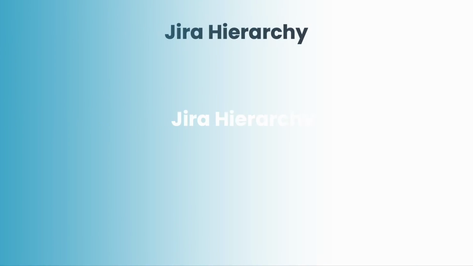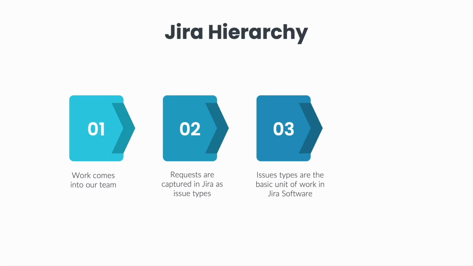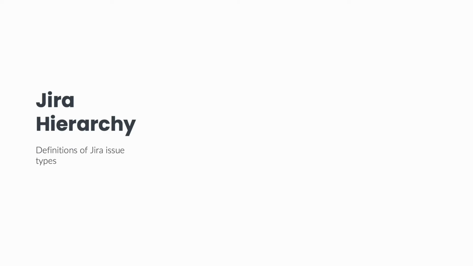Jira Hierarchy. When work comes into our team, the requests get captured in Jira as issue types. Issue types are the basic unit of work in Jira software and come in various types: epic, story, subtask, bugs, and more. We will cover the most common issue types and the Jira hierarchy used in most of the enterprises. Let's run through some quick definitions.